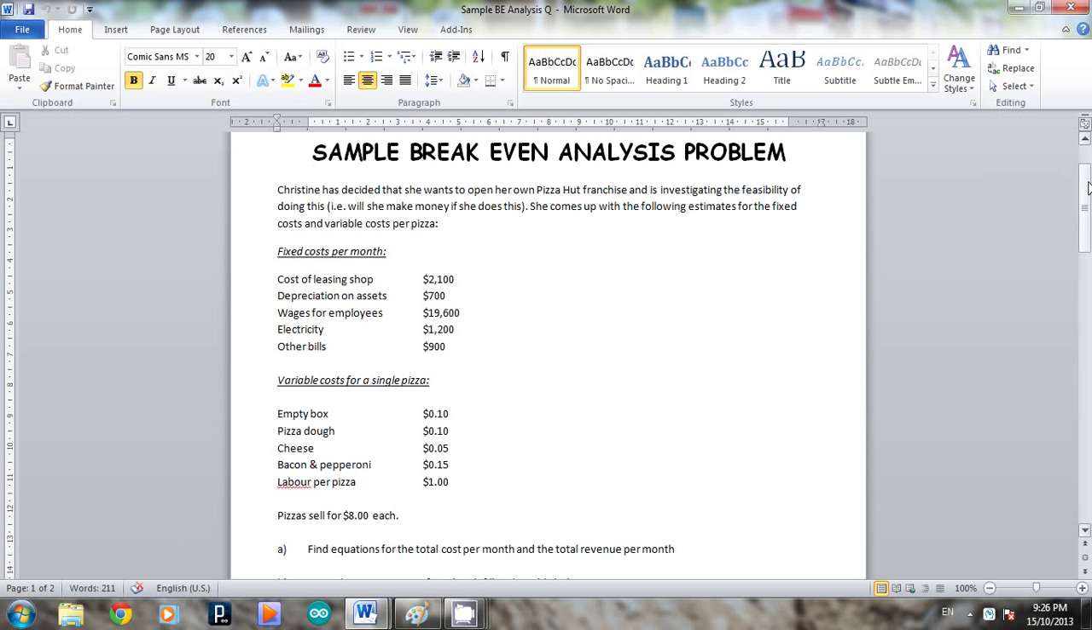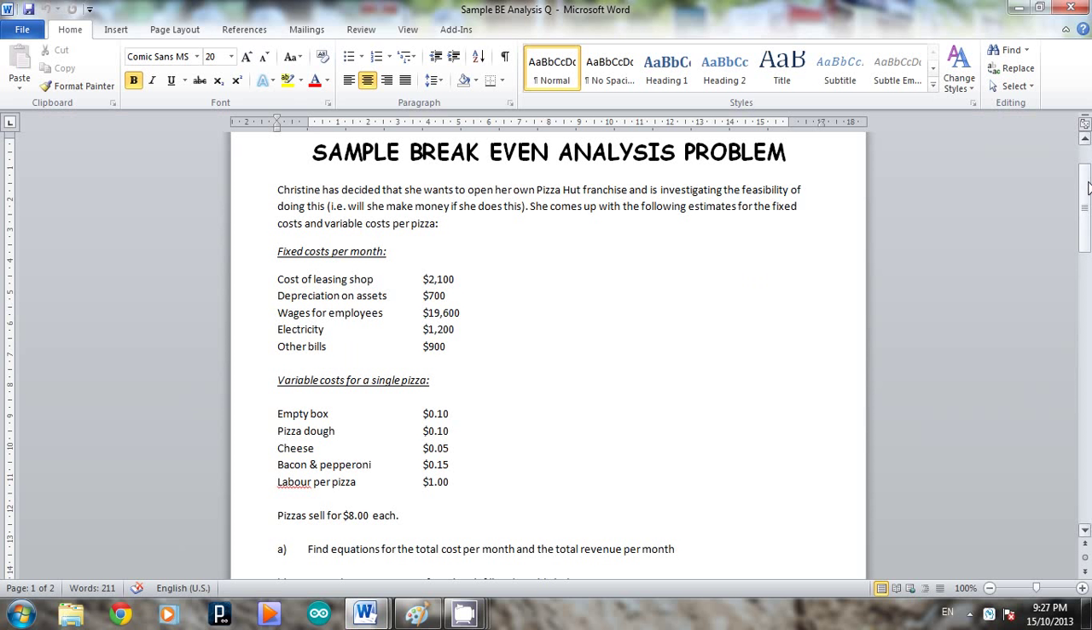So in this scenario, Christine has decided she loves working at Pizza Hut so much, she's going to open her own Pizza Hut franchise, open her own store, and she's investigating the feasibility of doing that. So in other words, will she make money if she does it? Is this a sensible thing to do, or will she go bankrupt?